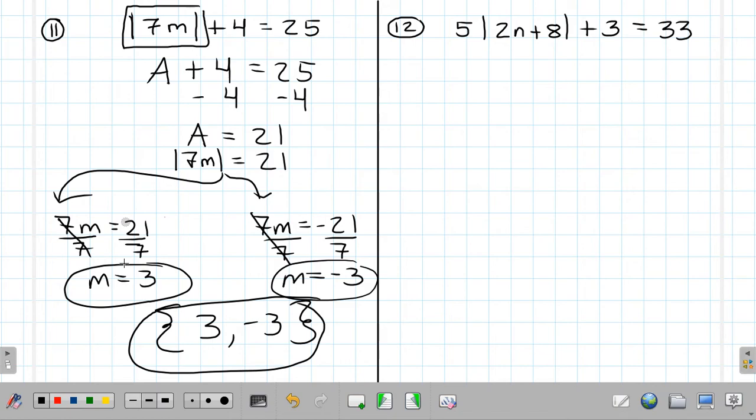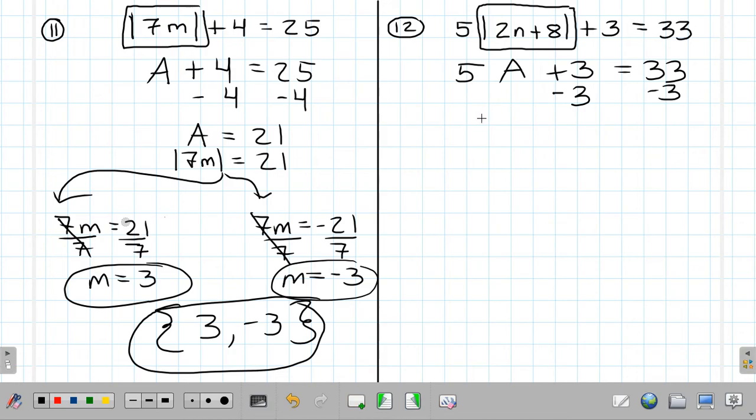And then the last one here of absolute value, number 12. This one's the most difficult one. We use the same thing that we talked about with number 11. Notice it's not just an absolute value that's by itself. We've got the absolute value times 5 plus 3. Like I said, take that absolute value and treat it as its own thing. So 5a plus 3 is equal to 33. Well, that's a two-step equation. We subtract 3 from both sides, 5a is equal to 30. Divide by 5, divide by 5. We get capital A is equal to 6.